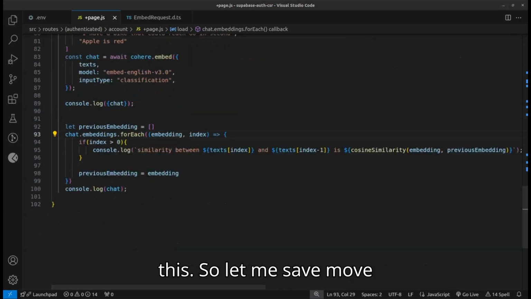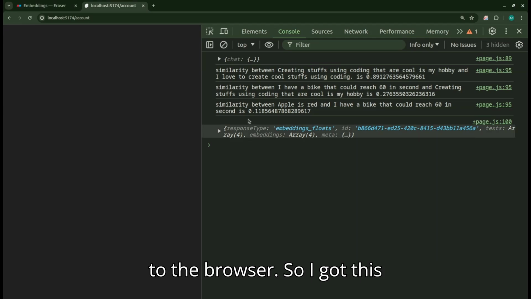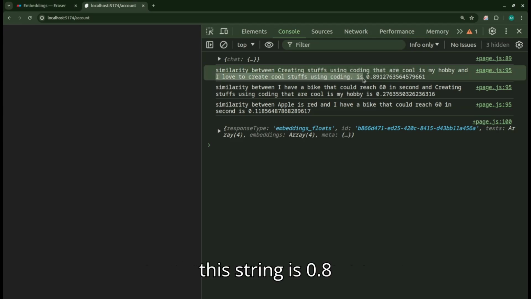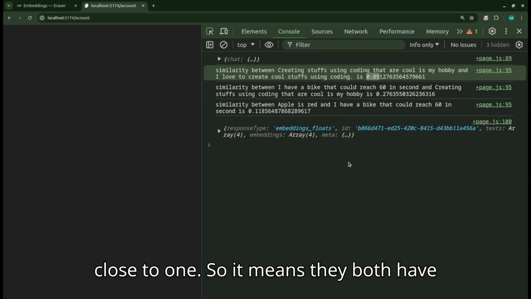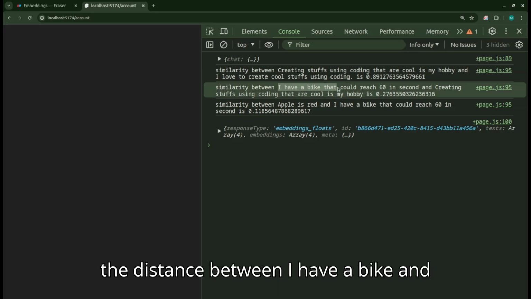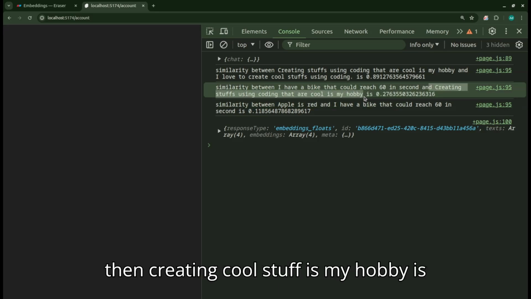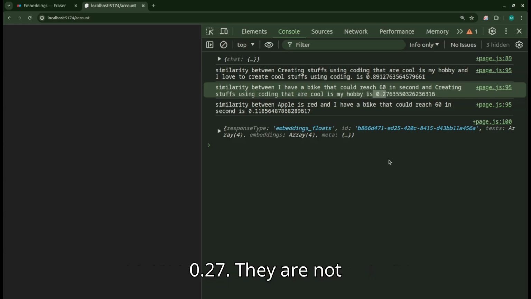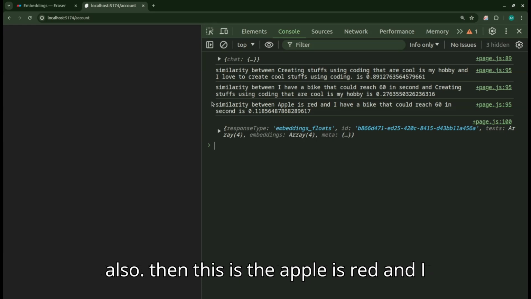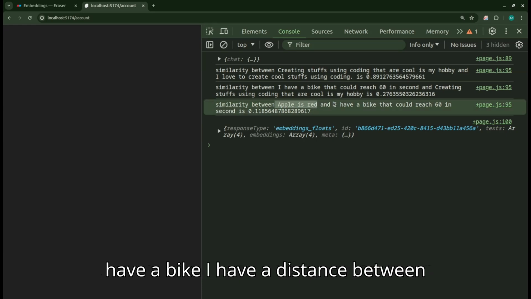So let me save and move to the browser. I got the similarity between this string and this string as 0.8, which is close to 1. So it means they both have similar meaning. And then the similarity between I have a bike and creating cool stuff is my hobby is 0.27. They are not opposite, but they are not much similar either. Then for Apple is red and I have a bike, the similarity is 0.11.